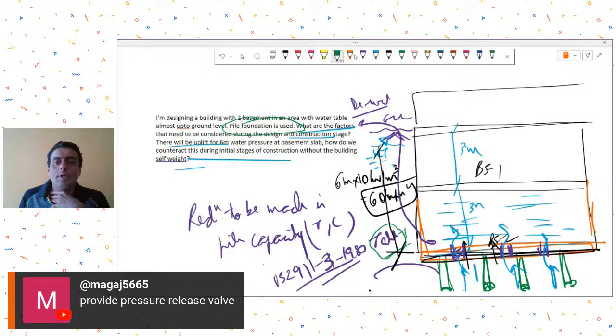Next option could be, if you don't want to do this, you may think of filling this up.